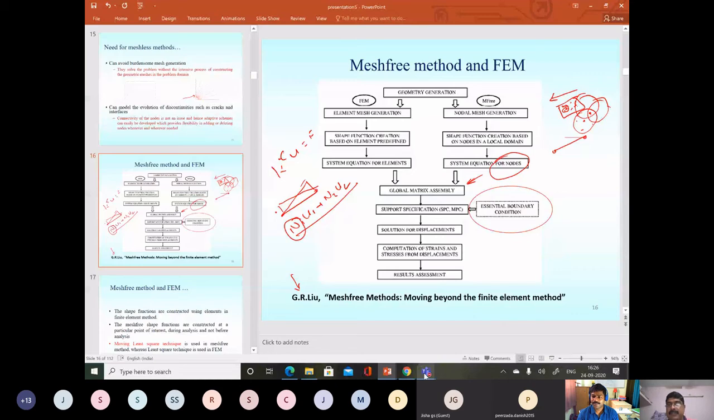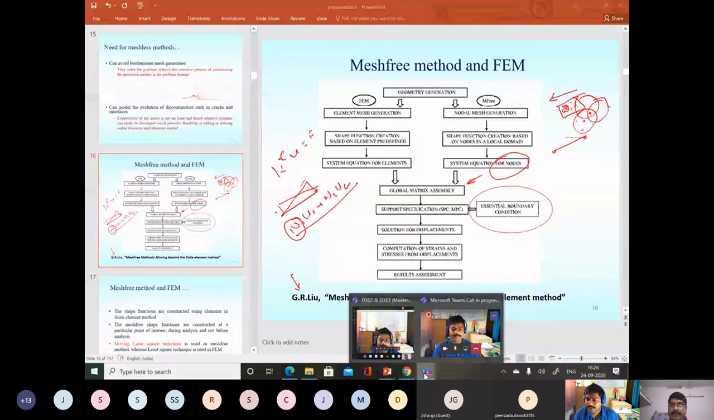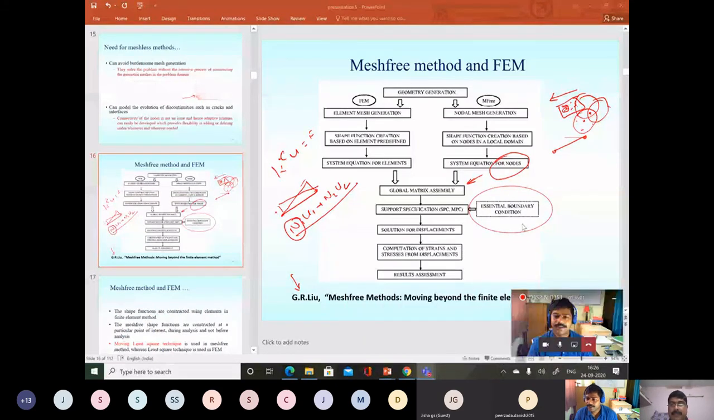So there is one query from our professor. Here it is, sir. I have the following query. In a bar subject to tensile loading, what is the effect of assuming random E values on the failure behavior? Does the strain localize in regions with higher E values?